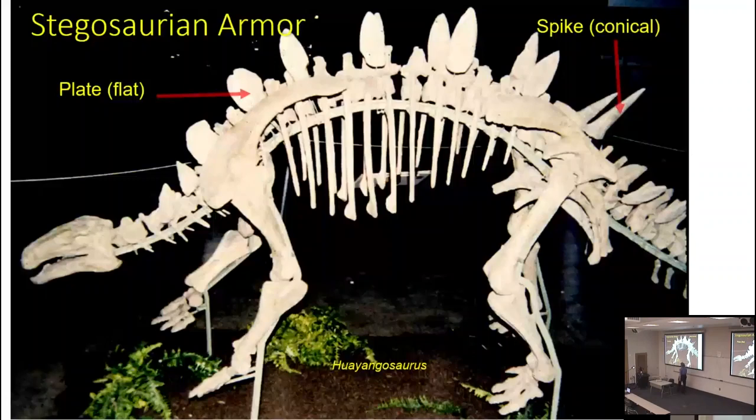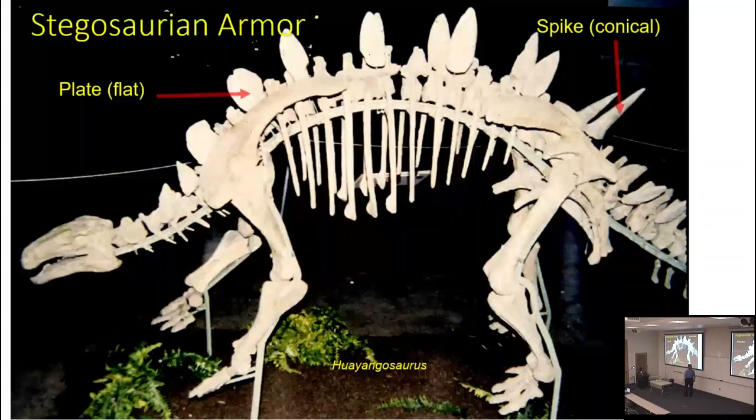These are all derived ultimately from the little back osteoderms with that crest on it. So basically what happens with a plate is you take that crest and you stretch it out and forward. In Huyangosaurus here, it's relatively small plates. In Stegosaurus, they're huge, and in other forms, they're intermediate. But stegosaurs can also have spikes. Spikes are conical.